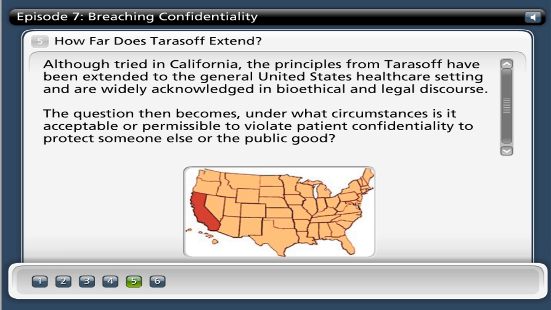How far does Tarasoff extend? Although the case was tried in California, this is an instance where the legal case has helped determine what the ethics is or should be, and the principles from Tarasoff have been extended to the general United States healthcare setting and are widely acknowledged in bioethical and legal discourse. The question becomes, however, under what circumstances is it acceptable or permissible to violate patient confidentiality to protect someone else or the public good? And this is the ethical dilemma that clinicians are going to need to grapple with to determine how far Tarasoff can extend to their general practice.